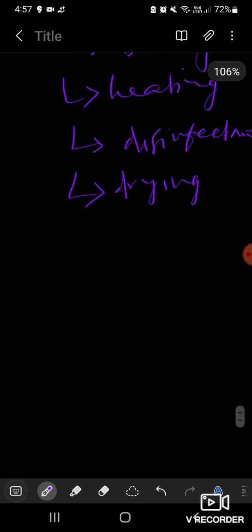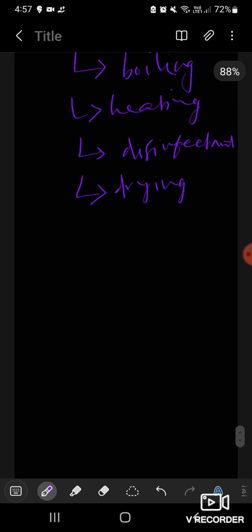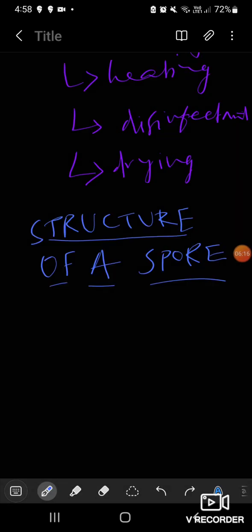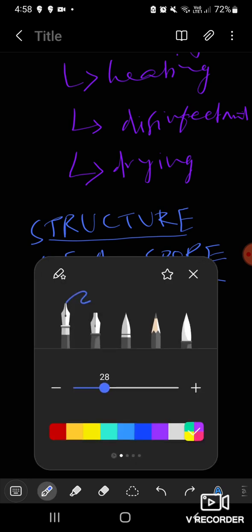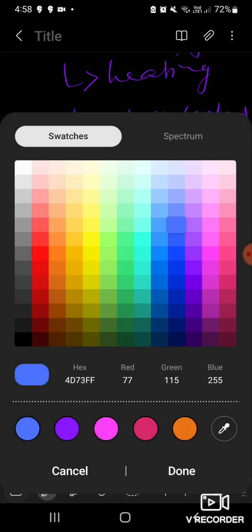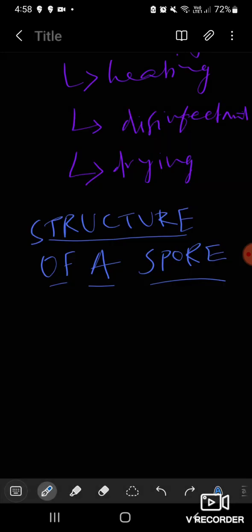So next we are going to learn about the structure of spore. So talking about the structure of a spore, there are 4 parts to it. So the first part is spore coat. So let's learn about that first.